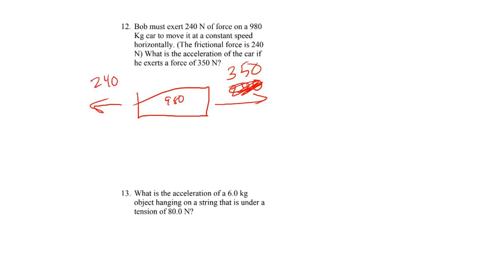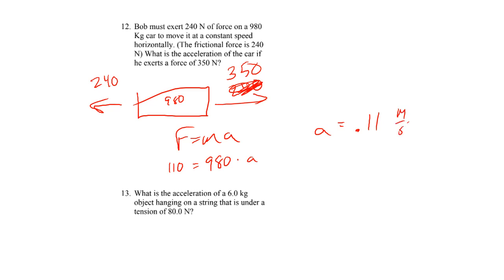So how do we figure out the acceleration? We use this formula, F is equal to ma. Have you ever seen it before? So this is going to be 110, because you subtract them, they're going opposite ways, equals 980 times A. So A is going to equal 110 divided by 980, so 0.11 meters per second squared.